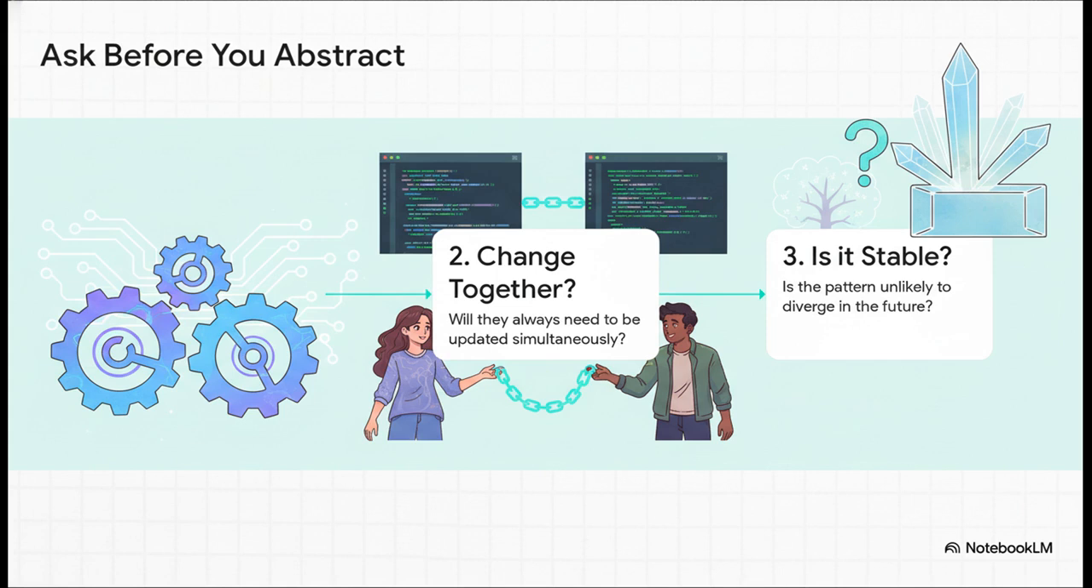And before you do, you have to ask yourself these critical questions. 1. Is this code actually representing the exact same business concept, or does it just look similar? 2. If I change the logic for one of these, will I always, without fail, have to change it for the other? And 3. Is this pattern actually stable, or is it likely that these two things will need to evolve differently over time? If you can't say a big yes to all three, step away from the abstraction.